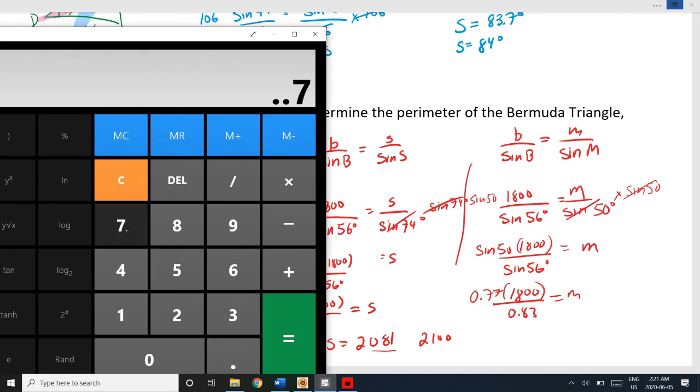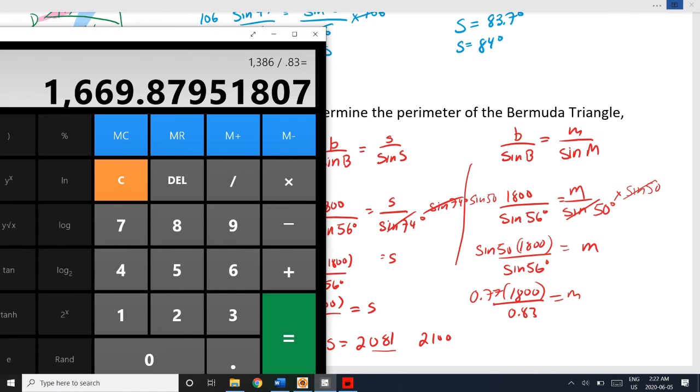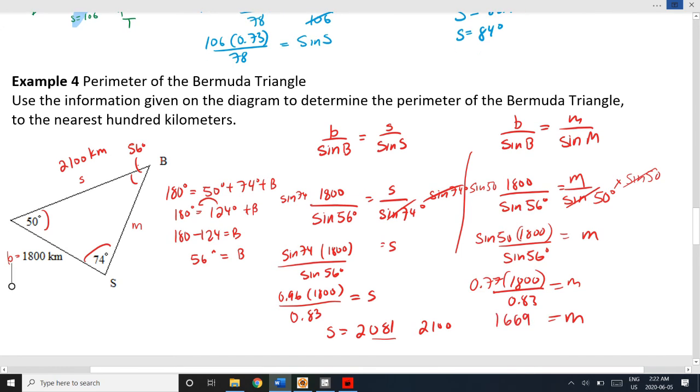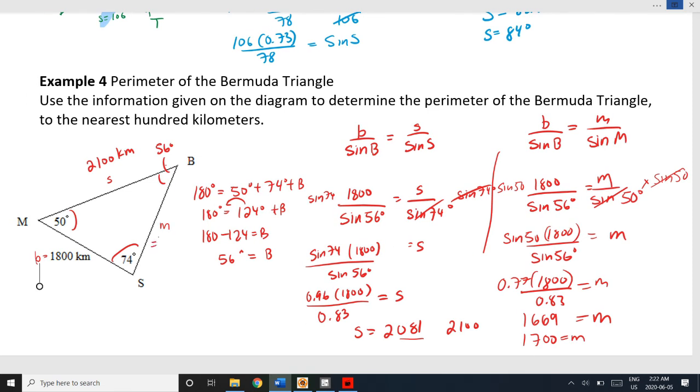So we have 0.77 times 1800 divided by 0.83, which is equal to 1,669. So m is equal to 1,669. And we just have to round that up to the nearest hundred, and that'll be 1,700. So this is our m value, 1,700. So now we have all three sides, 1,800, 2,100, and 1,700.